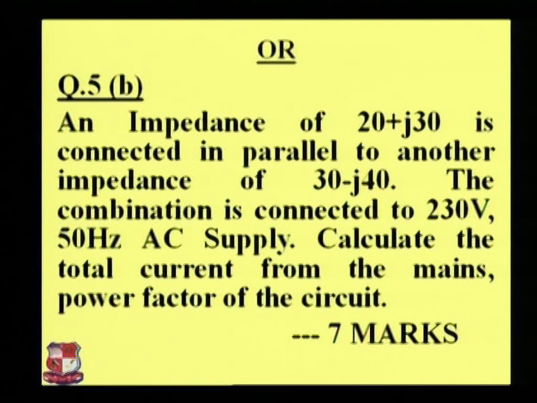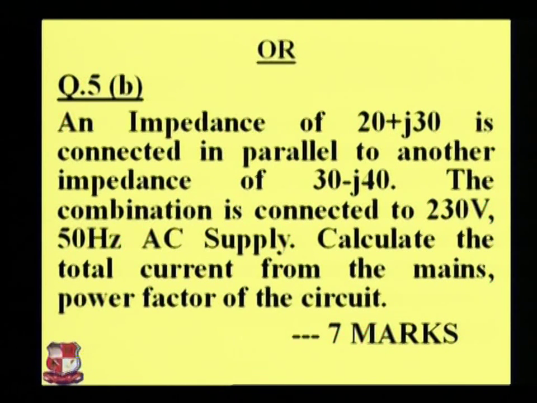The next question: an impedance Z1 of 20 plus J30 is connected in parallel to another impedance Z2 of 30 minus J40. Z1 and Z2 are parallel impedances here. The combination is connected to a 230 volt supply at 50 Hz AC. Calculate the total current flowing through the main circuit and the power factor of the circuit.